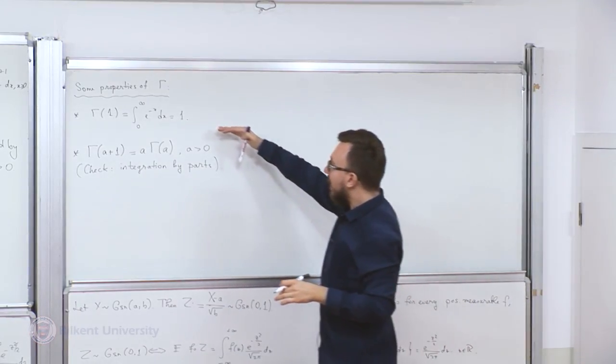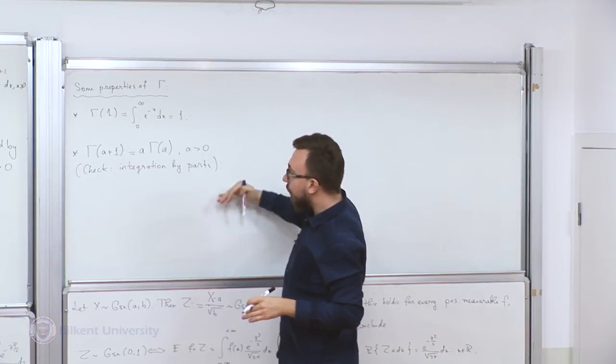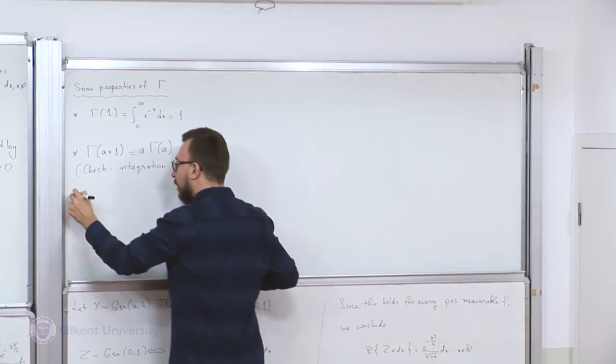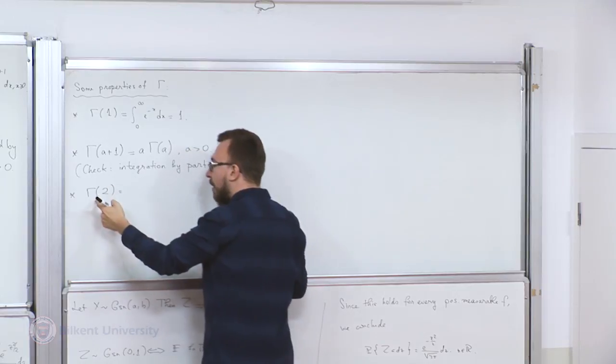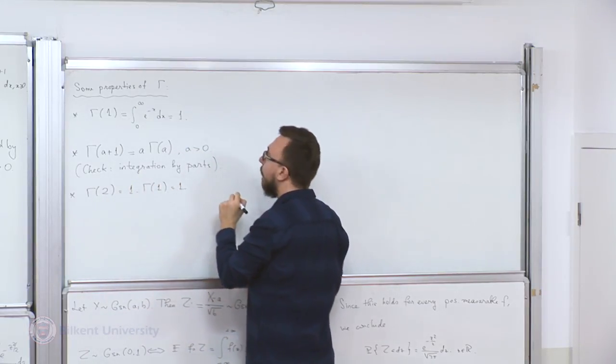Okay? But the nice thing about this recursive formula is that starting with gamma of 1, you can calculate gamma of 2, gamma of 3, etc. So let's calculate gamma of 2. So this is gamma 1 plus 1. So this is 1 times gamma of 1, which is 1.